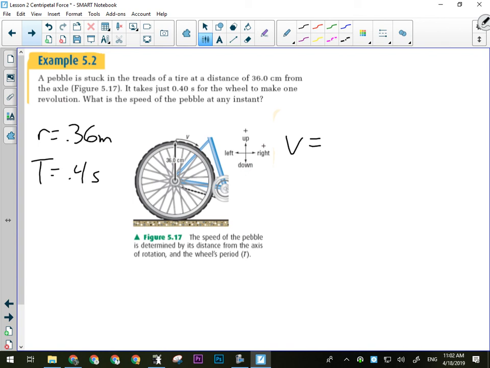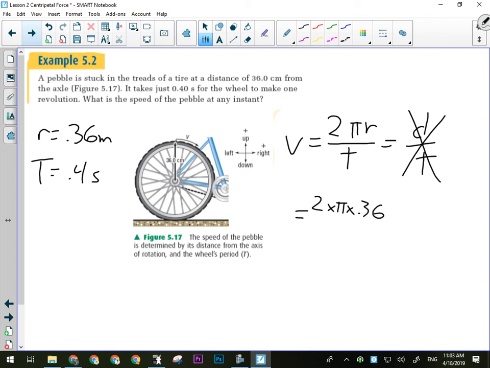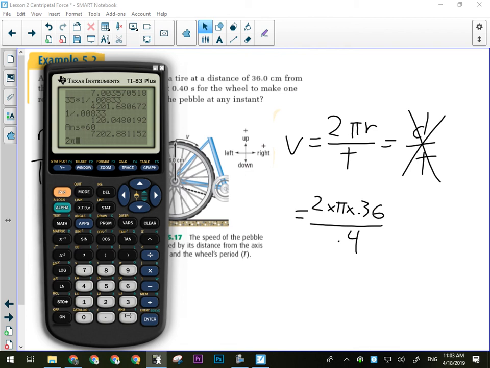What's the speed of the pebble at any instant? What did we say our formula to calculate the speed of an object moving in a circle was? No, pi r squared gives me the area of a circle. It's d over t, right? V equals d over t. I'm just using the circumference of the circle as my distance because I was given the radius. So I don't actually use that, I'm using this version of it. So 2 times pi times 0.36 divided by 0.4. That'll tell me the speed of the pebble at any point along the circle. So the wheel is moving at 5.7 meters per second at any one point.